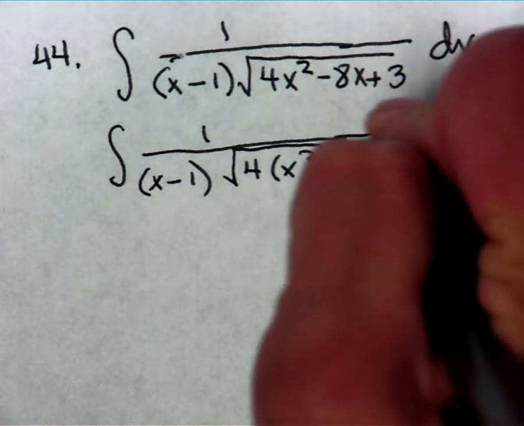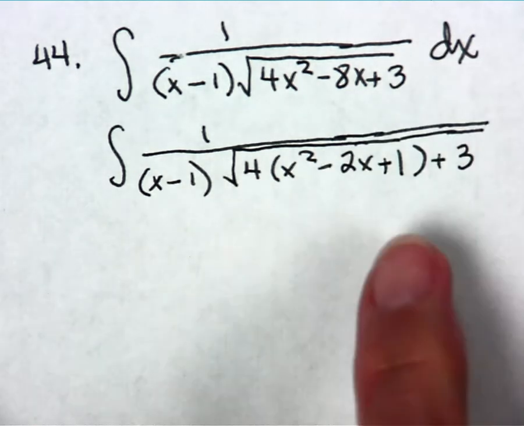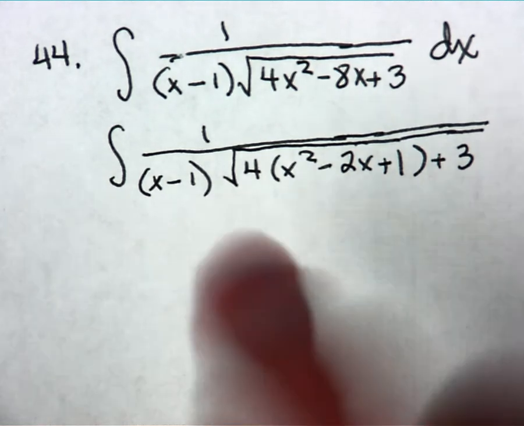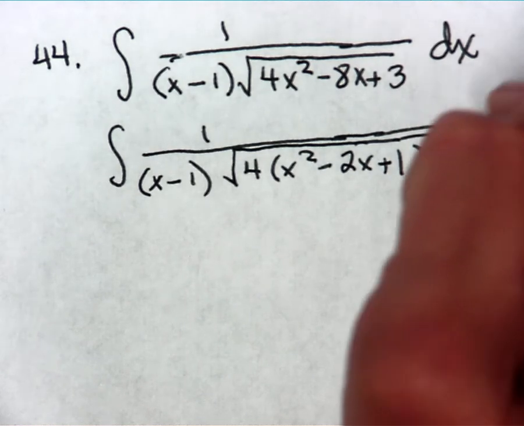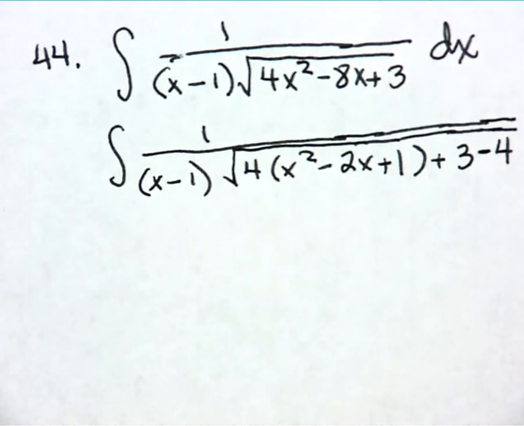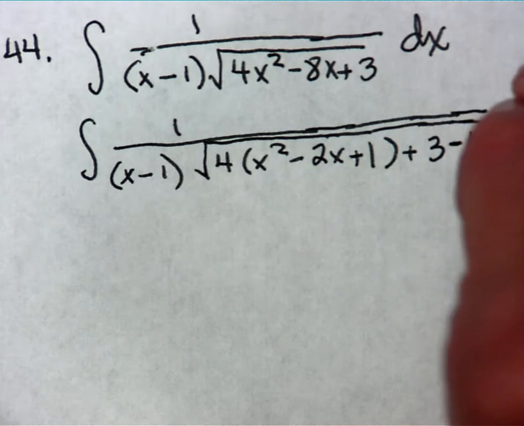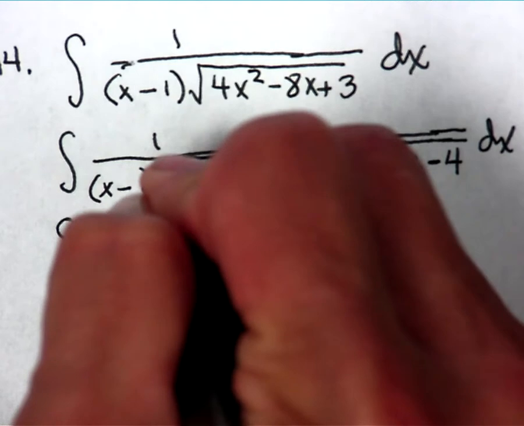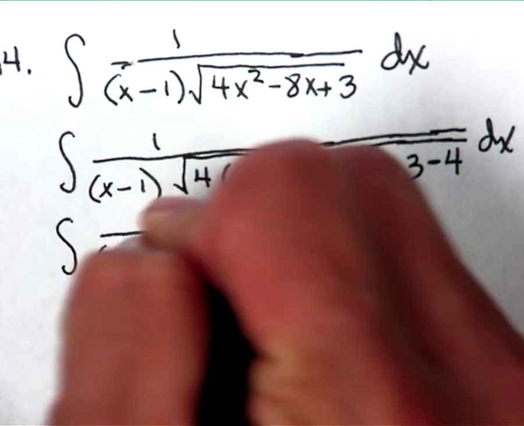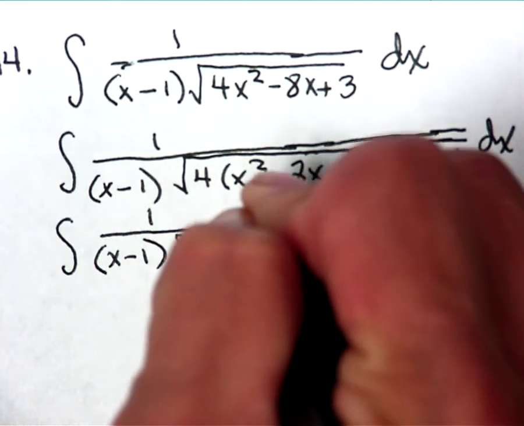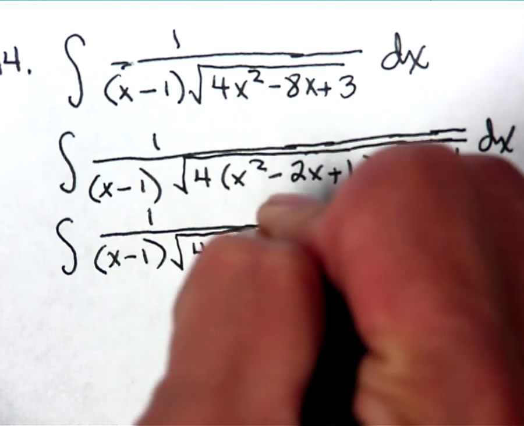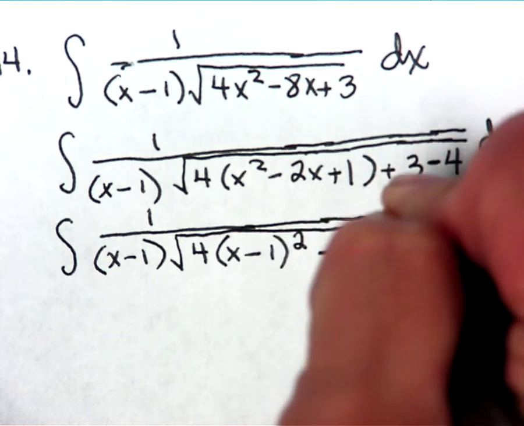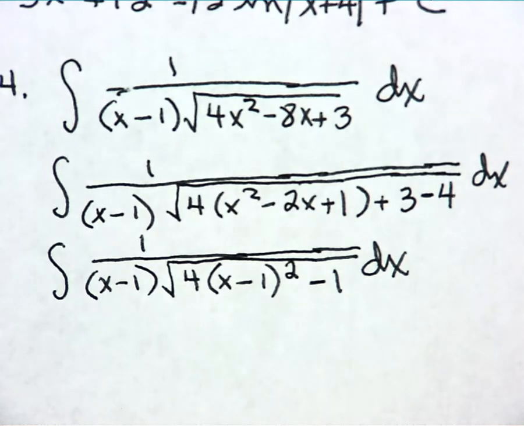No? What do I have to add to complete the square? Plus 1 inside the parentheses, but everything inside the parentheses is multiplied by 4. So I really haven't just added 1, I've added 4. What do I have to do to balance that? Subtract 4. And it's still equivalent to the line above it. So let's see what we have now. x minus 1 square root of 4 times x minus 1 squared minus 1 dx.